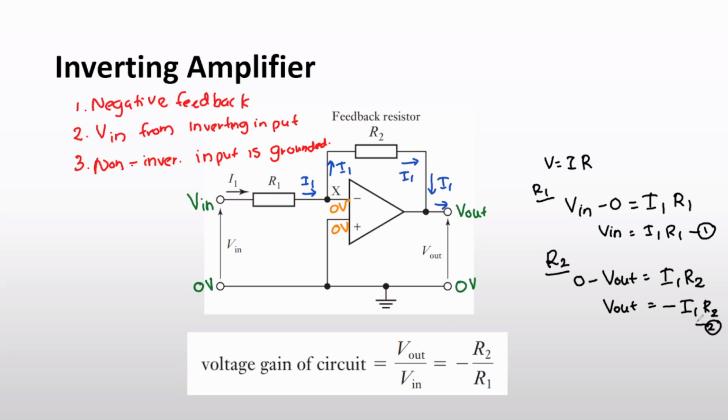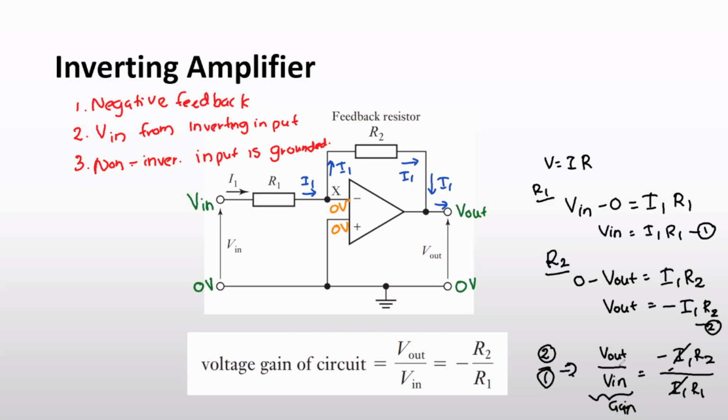And now you can divide the second equation by the first equation, and you get V out over V in is equal to minus I1 R2 over I1 R1. You can cancel out I1, and finally you get V out over V in equals minus R2 over R1. That means this is the gain.